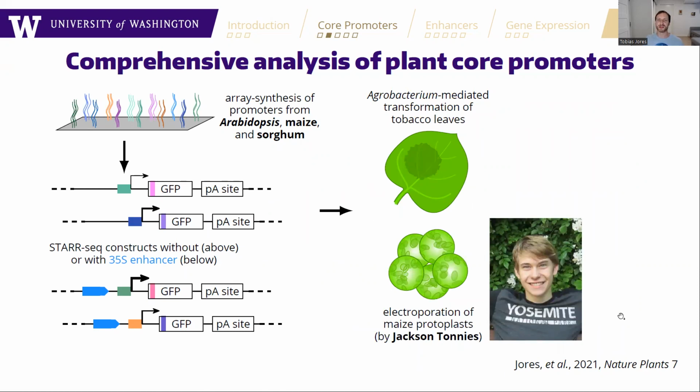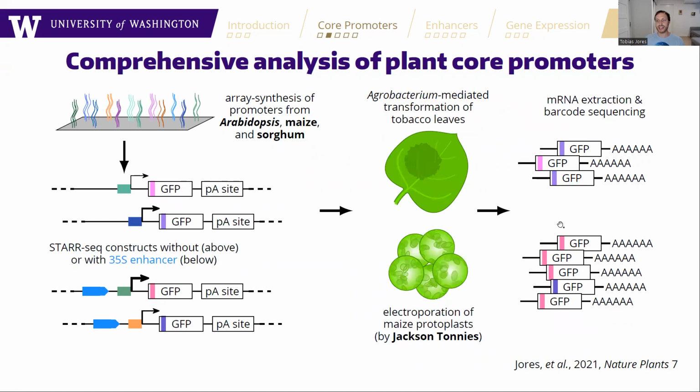And here I want to give a shout out to my colleague Jackson, who did all the protoplast work. And irrespective of the assay system, in the end, we can extract the mRNAs from the tobacco leaves or the maize protoplasts and sequence the barcode in both the RNA as well as in the DNA, calculate the enrichment of the barcode in RNA, and this will be a direct measure for the strength of the associated core promoter.